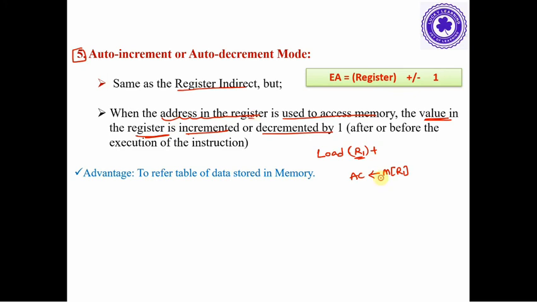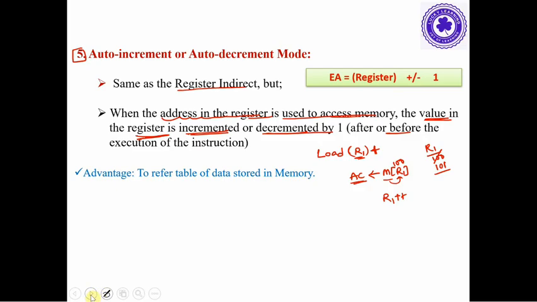When the address in the register is used to access the memory, the value in the register is incremented or decremented by 1 after or before the execution. Assuming this is after the execution: the operand in the memory whose address is there in the R1 register is loaded into the accumulator. After that, the R1 value gets incremented. Let us say R1 has address 100. The memory at the 100th location value is loaded into the accumulator. After that, R1 is going to be incremented to 101. This is called auto increment or auto decrement mode.